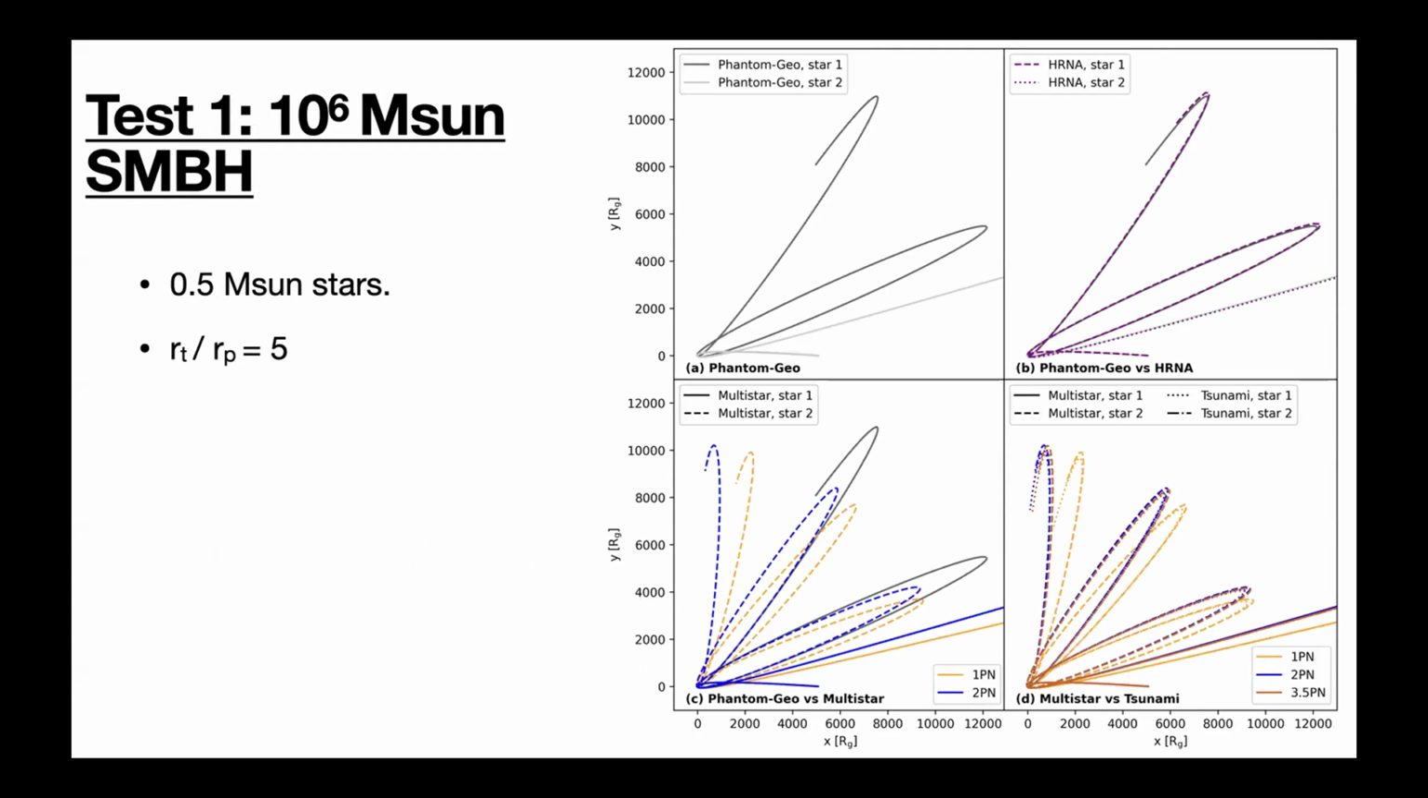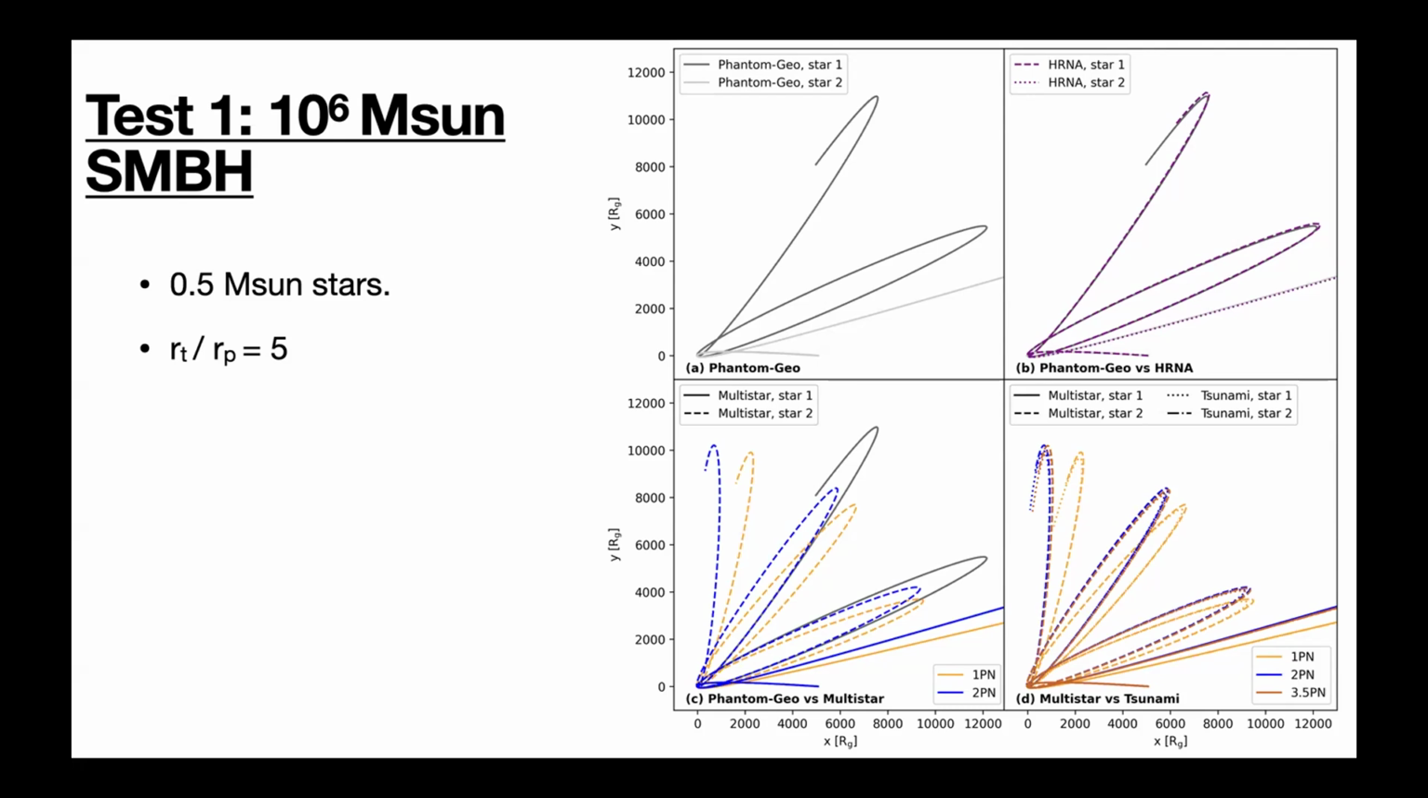This test one is for a 1 million solar mass black hole, and we set 0.5 solar mass stars at a distance of 50 times the tidal radius. The tidal radius is basically the distance at which the gravitational force of the black hole will overcome the binary's self-interaction force. We set them all at a distance of 50 RT. This model was taken from a paper that was published last year for the code HERNA.